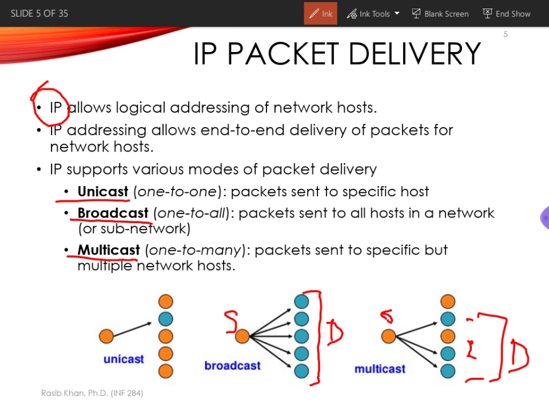So to summarize again, IP packet delivery works in three different modes. Unicast is one-to-one. Broadcast is where one single source is sending out to all the other nodes. And then we have multicast, where you can select a set of destinations and send it out from a single source to those selected destinations. So it's one-to-many delivery.